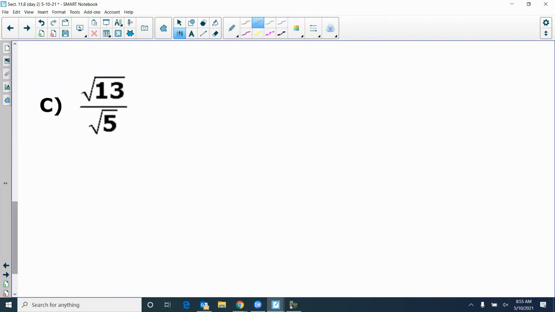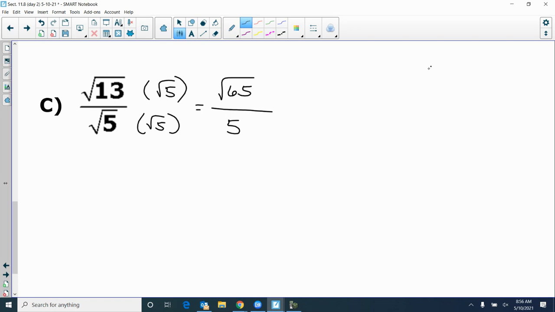All right, square root of 13 times square root of 5, or over square root of 5. Multiply the top and bottom by square root of 5. Let's see if I can do this correctly here. What do you get on top? Zane, what do we get on top? The square root of 65. Square root of 65. 13 times 5 is 65. What's square root of 5 times square root of 5? Zane, since you're on fire? 5. It'll be 5.